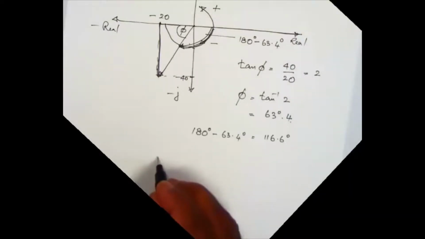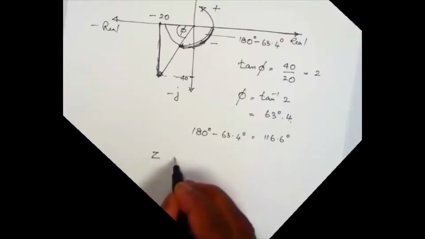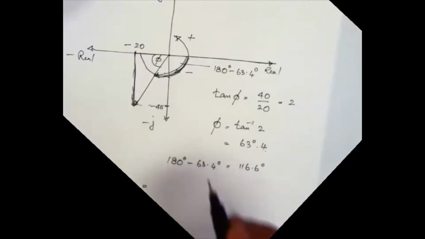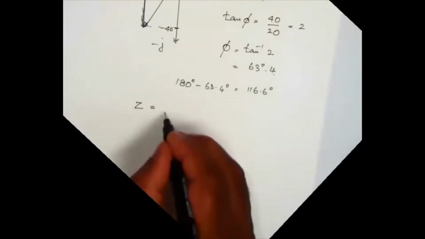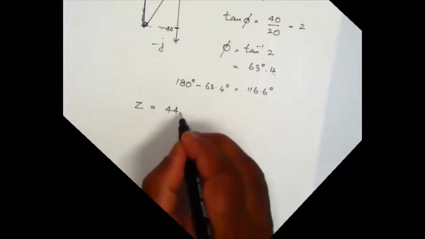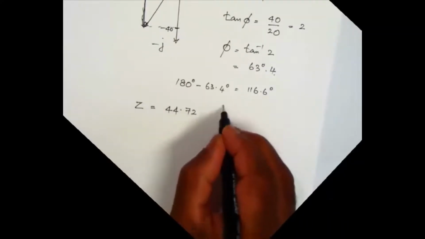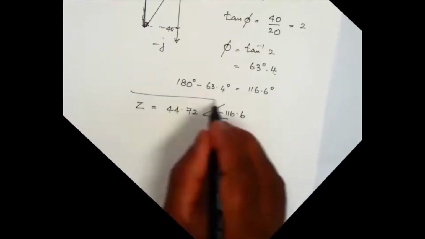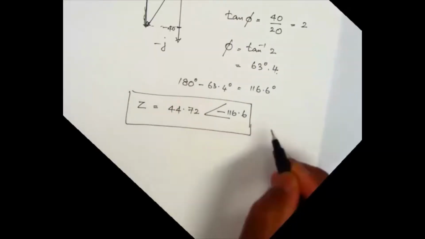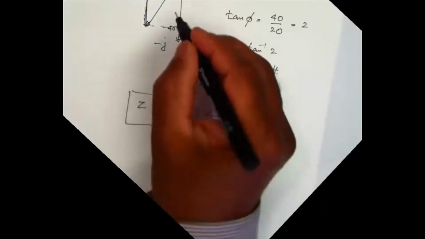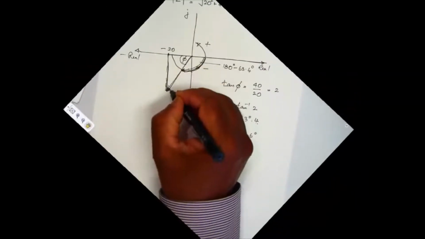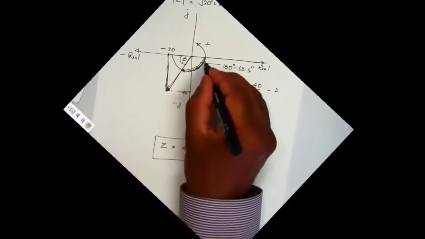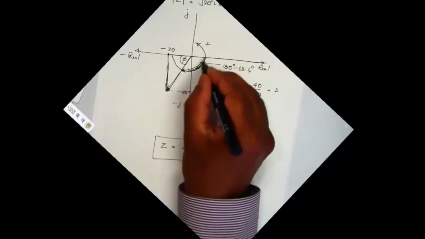So our answer will be Z is equal to the magnitude we found earlier, 44.72, and the angle is negative 116.6. So that's the answer. Here you have to be very careful. We use our knowledge to find in which quadrant it lies, and then we have to calculate the angle. In this direction if you go it is negative, in this direction if you go it is positive.